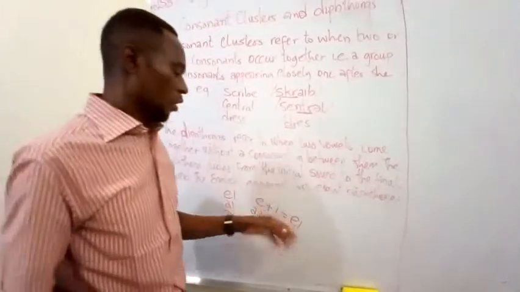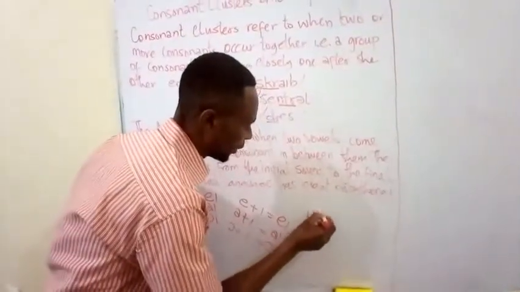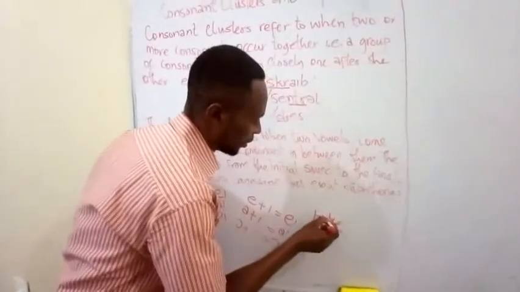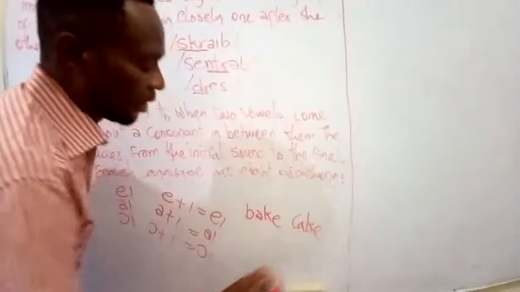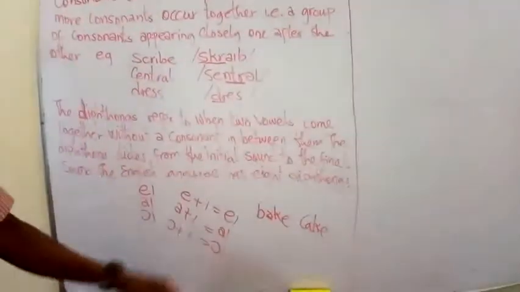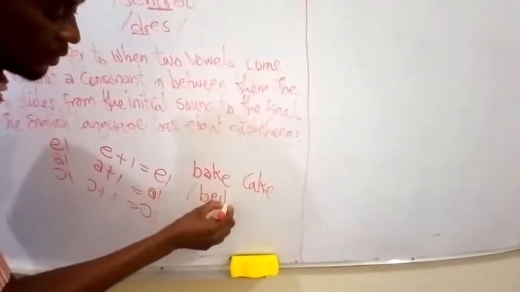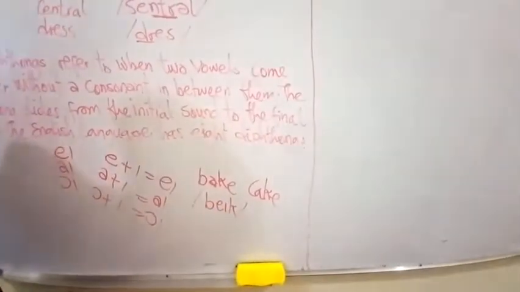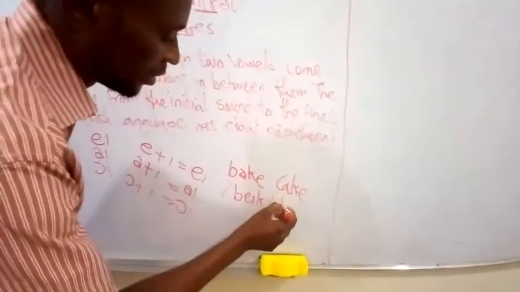This one occurs in words like bake. B-A-K-E. Cake. So if we transcribe this, what we're going to have is something like this. Yes, that's bake. You see that the E there is silent, okay? The same thing here.